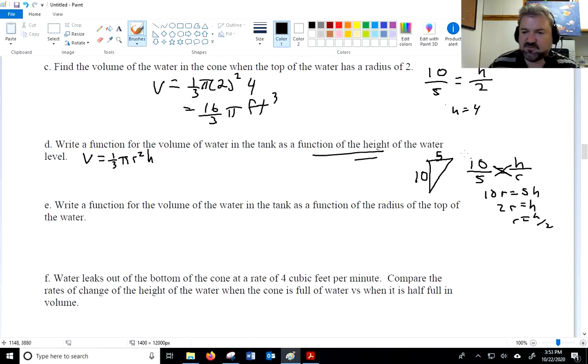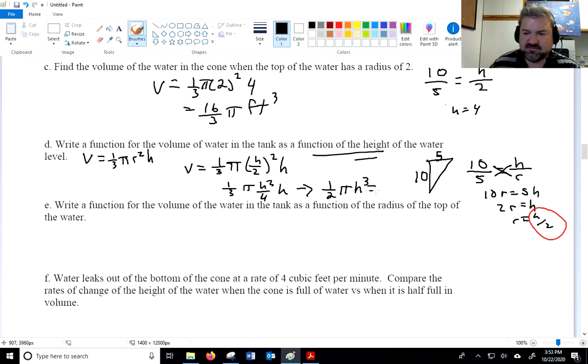Well, since I want the volume as a function of height, I need to replace r with this formula here. So we'll do that. We'll say volume equals 1/3 pi times h over 2 squared times h. Well, that just becomes 1/3 pi h squared over 4, square the top, square the bottom, times h, which is 1/12 pi h cubed. That's the volume as a function of the height.